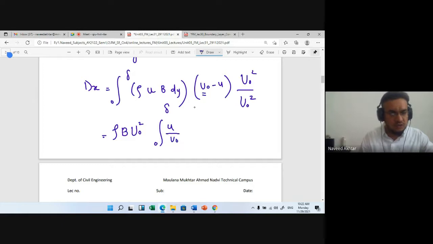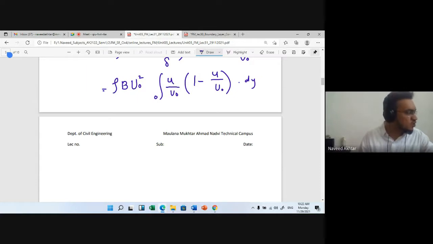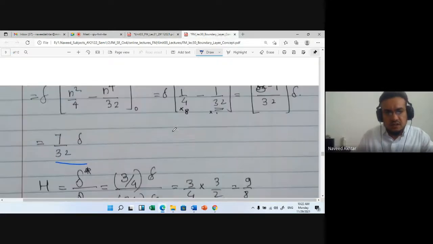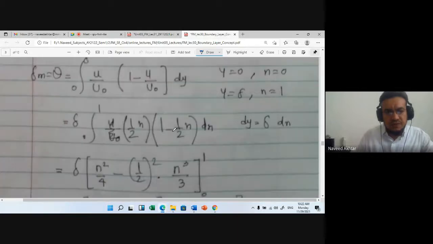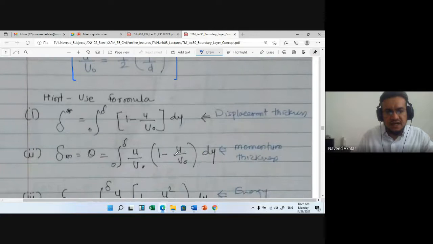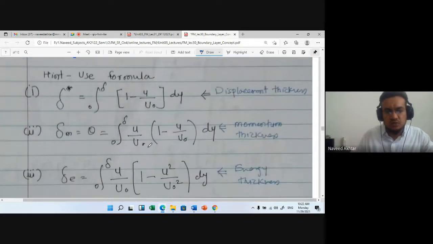u upon u0, 1 minus u upon u0 dy, and you know that this integral is nothing but the momentum thickness, delta or theta. So we have seen this already. We have previously derived theta equal to the integral from 0 to delta of u upon u0 into 1 minus u upon u0 dy. So that is theta. So what is the drag coefficient now?